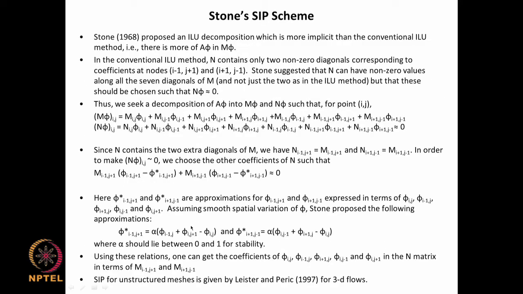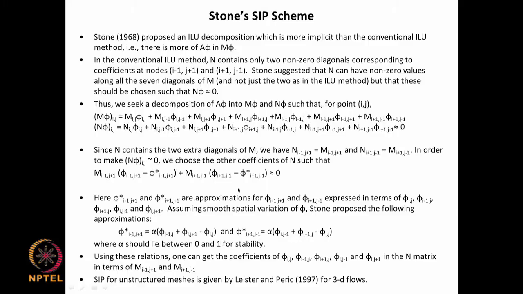So, what Stone proposed in 1968 as a method for this 5-point diagonal was later on modified by a number of people, including Zedan and Schneider, and they came up with something which is even more efficient method for this, and the strongly implicit procedure has also been extended for 3D flows for unstructured meshes.